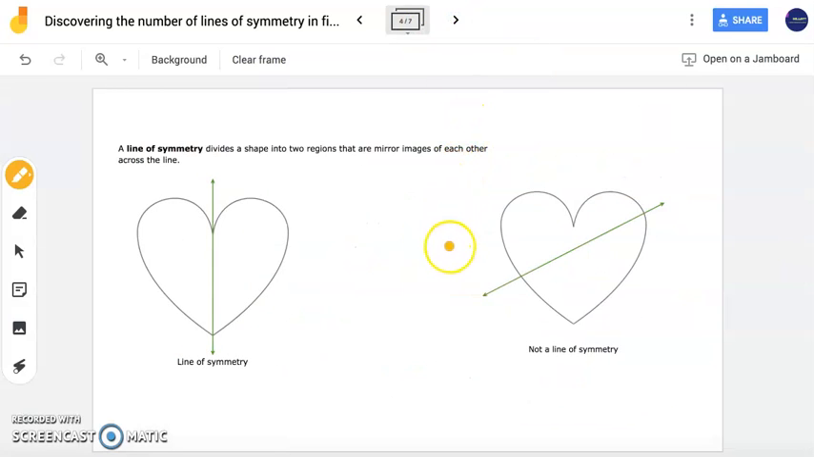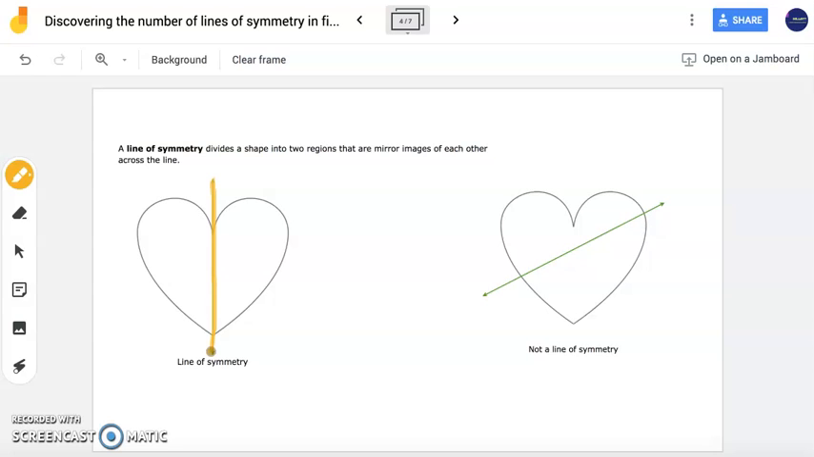Now, as a reminder, a line of symmetry divides a shape into two regions that are mirror images of each other across the line. So for example, here we have a heart. And notice this heart, we drew a vertical line right through the middle of this heart, forming my line of symmetry. And I want you to recognize that this is dividing this heart into two regions that ultimately mirror each other.